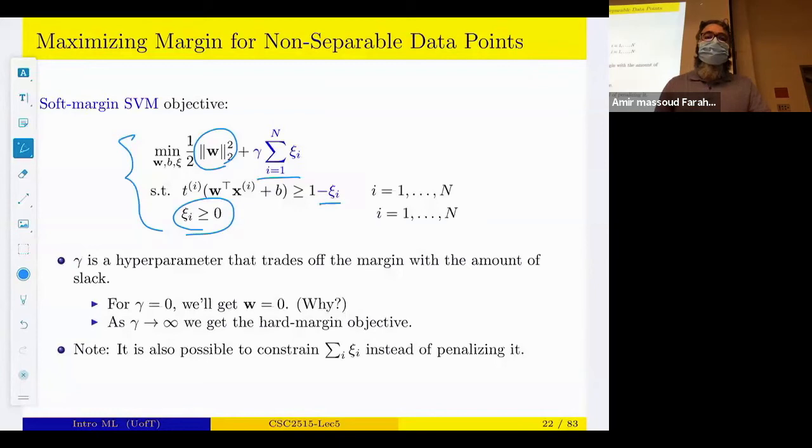Okay, so gamma is a hyperparameter that trades off the margin with the sum of slack variables. If gamma is equal to 0, we get W, the solution of this problem, to be equal to 0. Why is that the case?